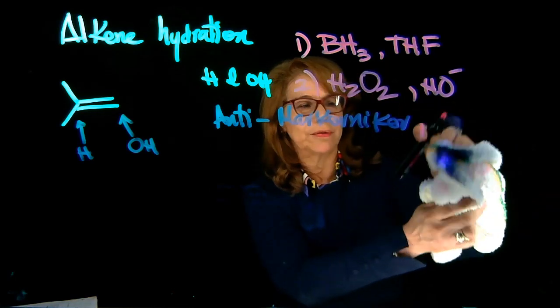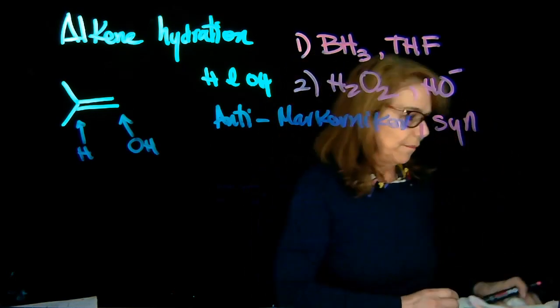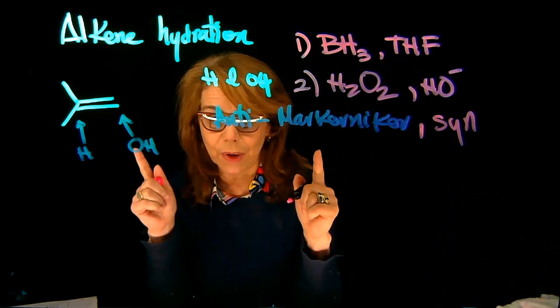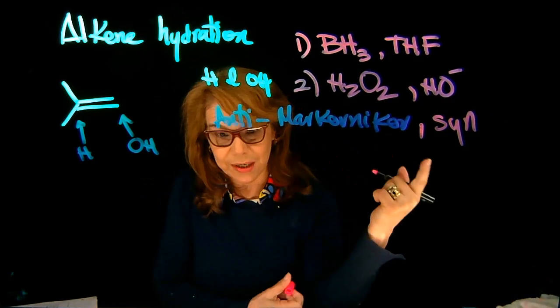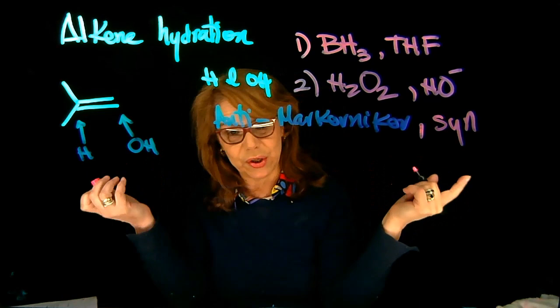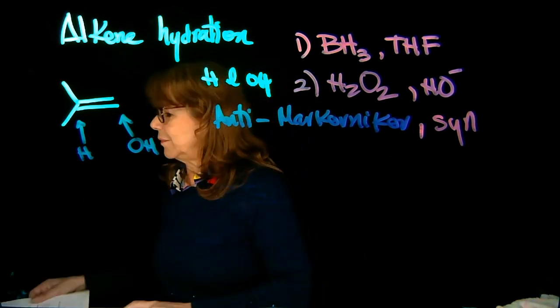syn fashion. What does that mean? Syn means that when we're adding across the double bond, both the H and the OH are going to be facing the same side. So if you're drawing wedges or dashes, you need to make sure they are facing the same side.